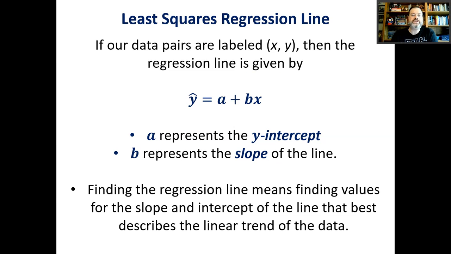So if our data pairs are labeled x, y, the regression line is given by the equation y hat equals a plus bx. So again, this guy is called y hat. It looks like p hat. Remember in section 2.1 we had p hat. This is y hat. In statistics, whenever a letter has a hat on it, so that symbol is called a caret, C-A-R-E-T, whenever it has a hat on it, that means estimate. Okay, so this is what we're using to estimate y.